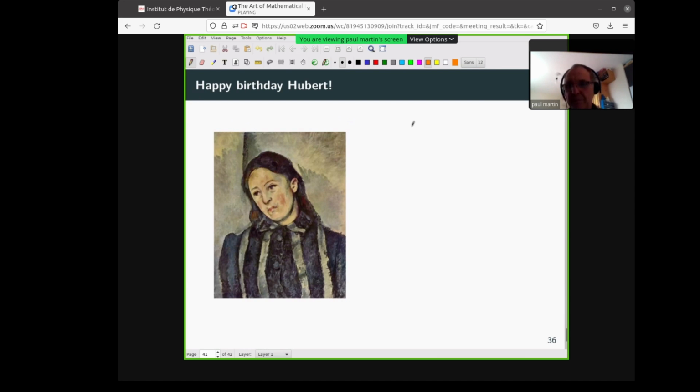So who is that? Sorry? So can you tell us who this is? I think it's Cézanne's wife. Okay. Well, so the previous concluding slide was not bad either.